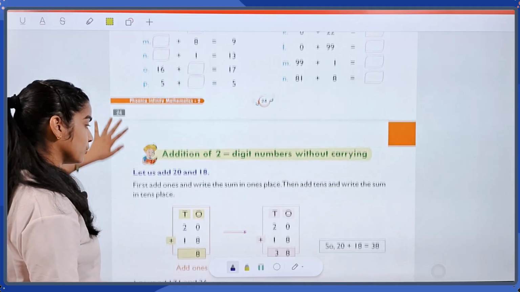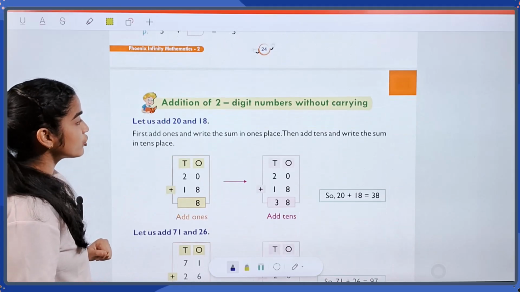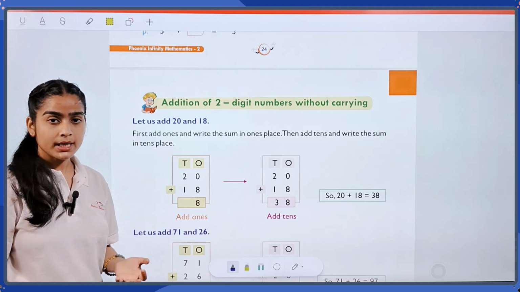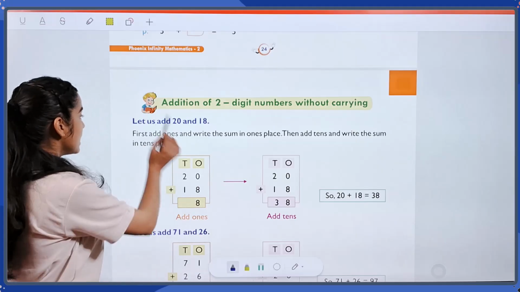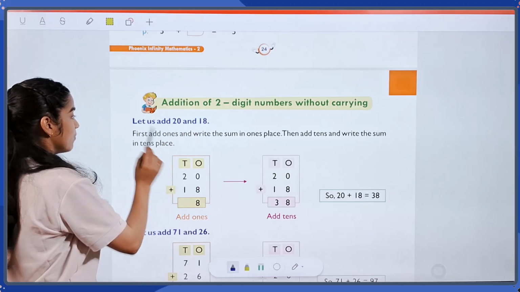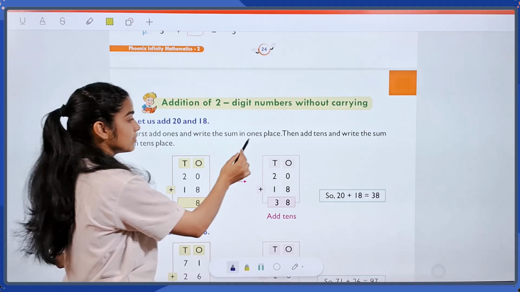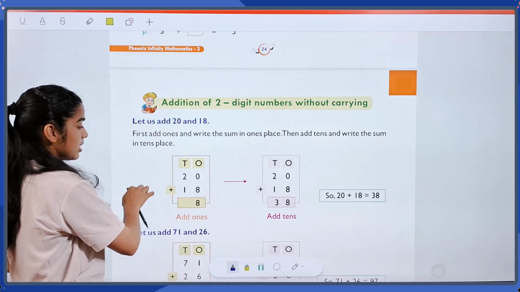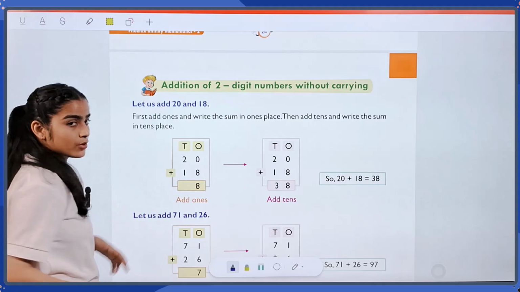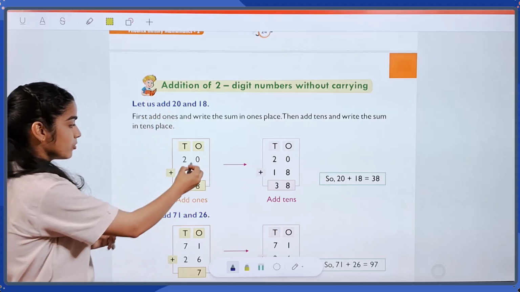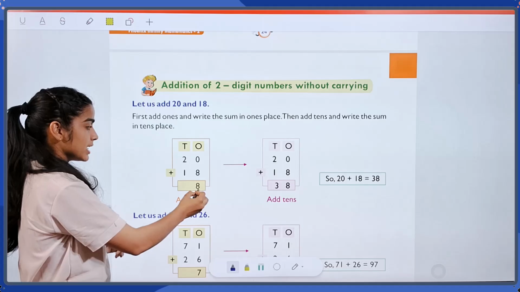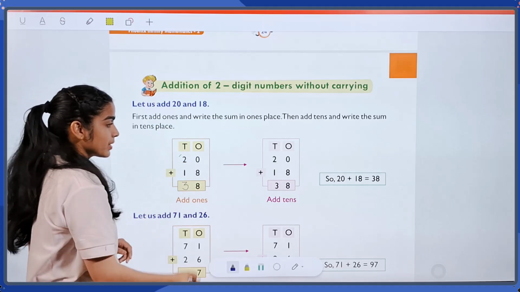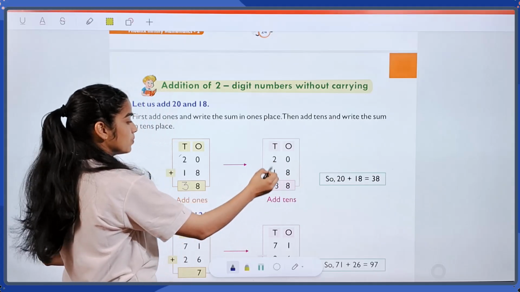Now addition of 2-digit numbers without carrying. I'll explain what carrying means, but first of all understand this. Let us add 20 and 18. First add the ones and write the sum in the ones place, then add the tens and write the sum in the tens place. So 0 plus 8, we already learned in the properties, is the number itself, which is 8. 2 plus 1, what comes after 2? That is 3. So 0 plus 8 is 8 and 2 plus 1 is 3.